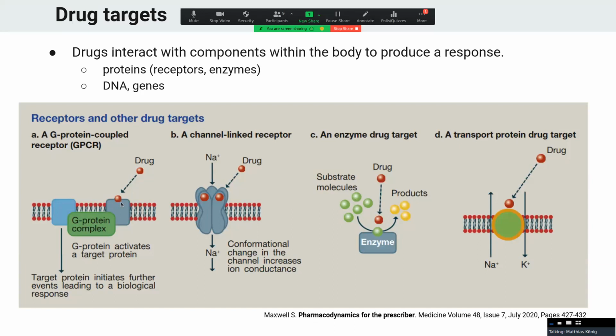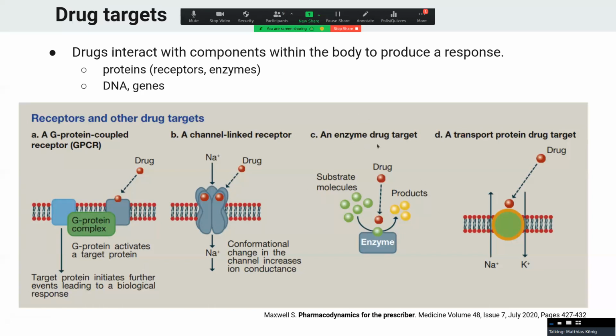It could induce activity, inhibit the enzyme, or change other properties. The most common targets are G protein coupled receptors or channel linked receptors. For instance, with a G protein coupled receptor, you basically change a downstream cascade, often a signaling cascade, via binding of the drug. With these channel linked receptors, you often change the transport properties of these channels. For instance, here you could imagine if the drug is binding, then less sodium is transported via the channel.